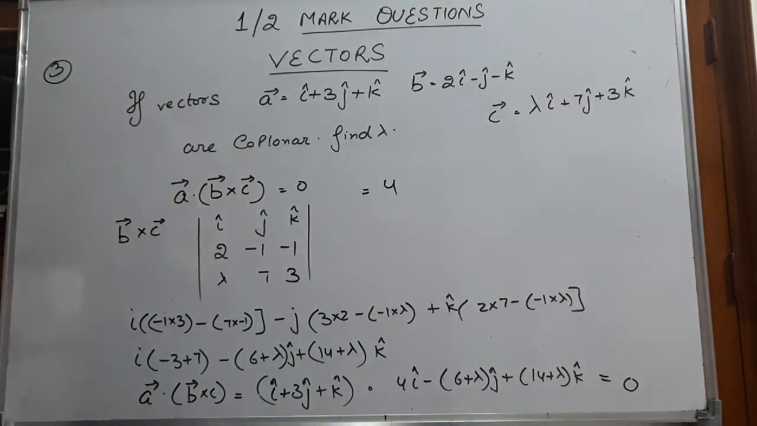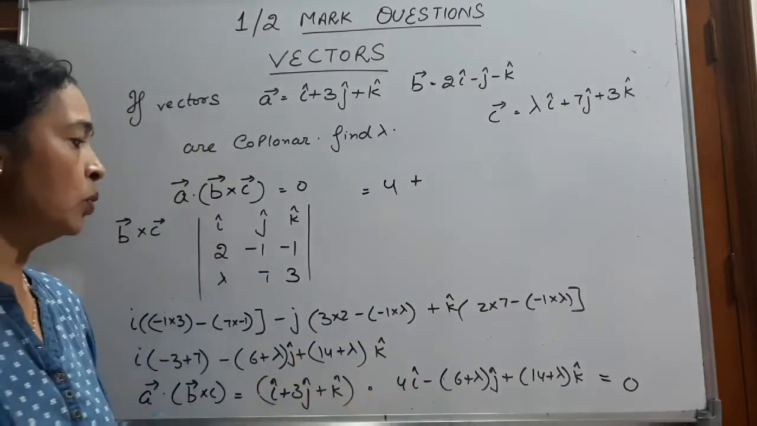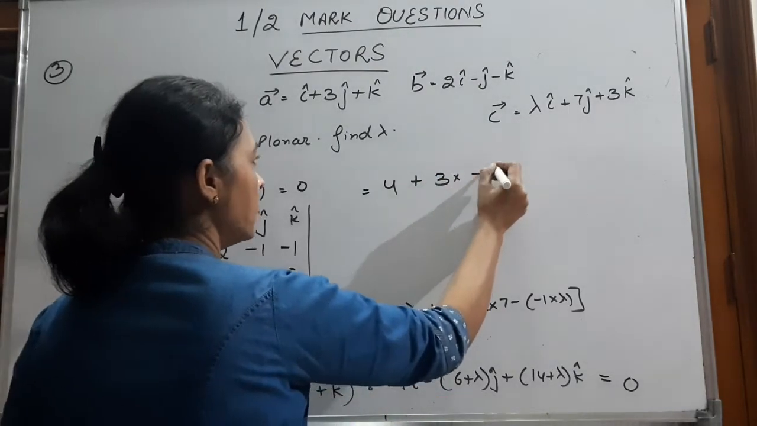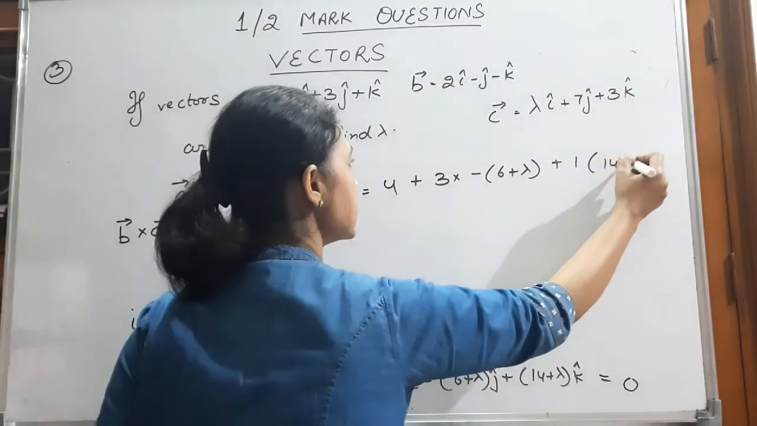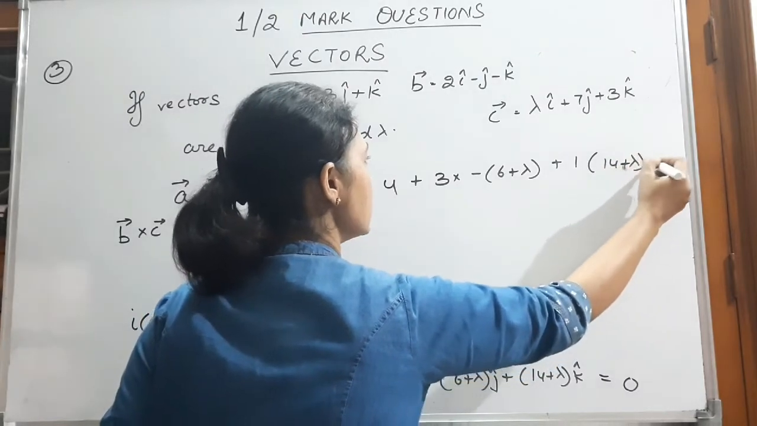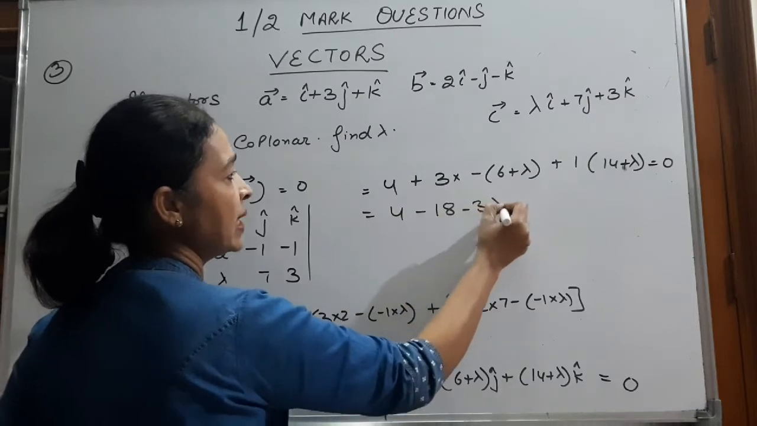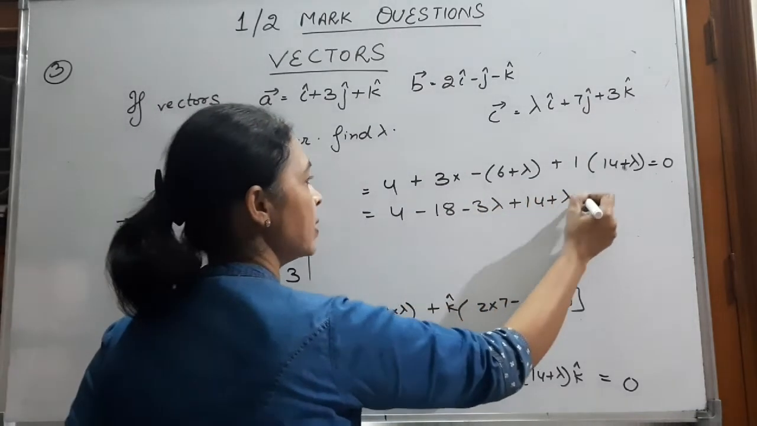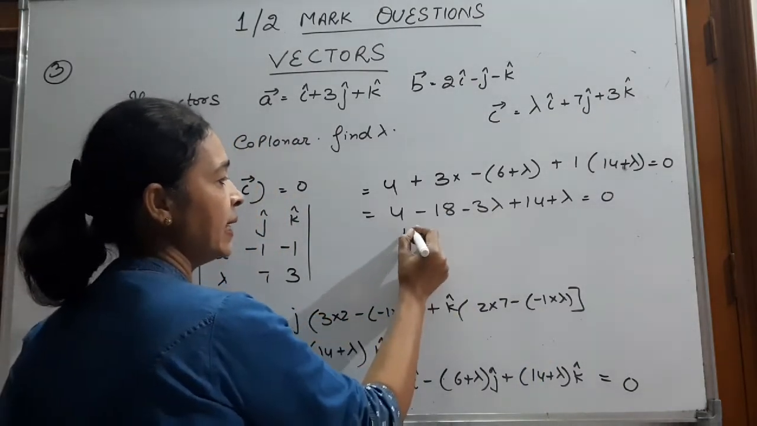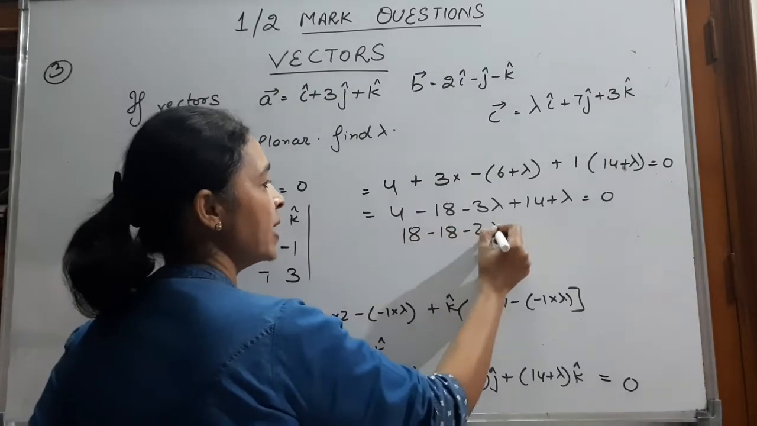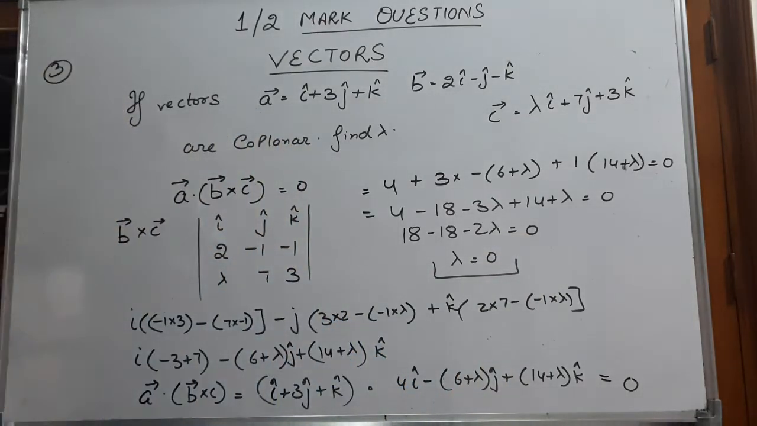A dot B cross C is 0 if three vectors are coplanar. We have 4 plus 3 into minus of 6 plus lambda plus 1 into 14 plus lambda, and this is equal to 0. We have 4 minus 18 minus 3 lambda plus 14 plus lambda equals 0. 14 plus 4 is 18, 18 minus 18 minus 2 lambda equals 0, and lambda is equal to 0. This is the value of lambda.